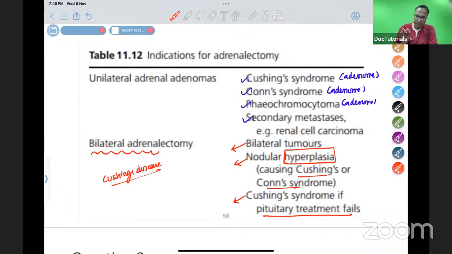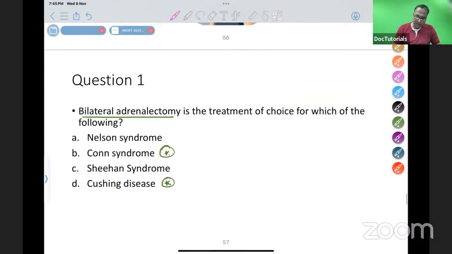So in this question, either Conn syndrome is the answer or Cushing syndrome is the answer. One of these two is the answer. It depends purely on the examiner's key. Some questions are purely the examiner's key, or I don't know whether any other catch point is missed in this question. So when you're reading this question, see if some other catch point is mentioned, for example, a patient having a pituitary lesion, something like that, or not, I don't know. But for Cushing's disease and Conn syndrome, bilateral adrenalectomy is the treatment of choice.